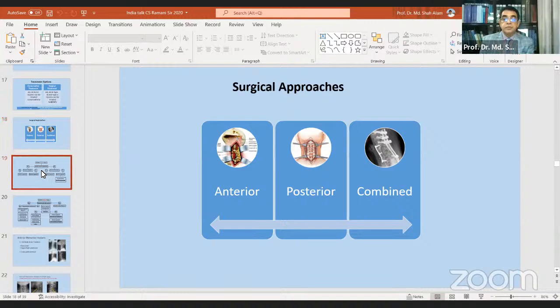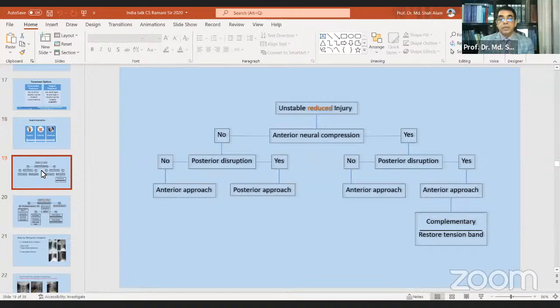So when we go for the anterior or posterior approach, there are two groups. When the spine is unstable but it is reduced, in that case we consider whether anterior neural compression is present or not. If there is no anterior neural compression, then we can assess the posterior disruption. If there is no disruption of the posterior structure, then we go for stabilization by anterior. But when the posterior disruption is present, then we'll go for posterior.